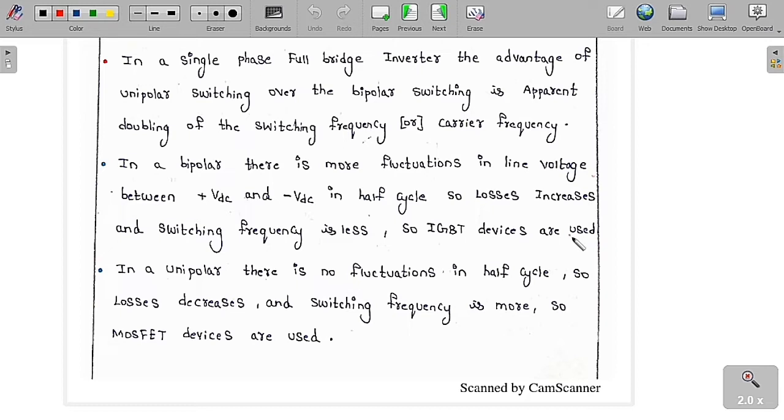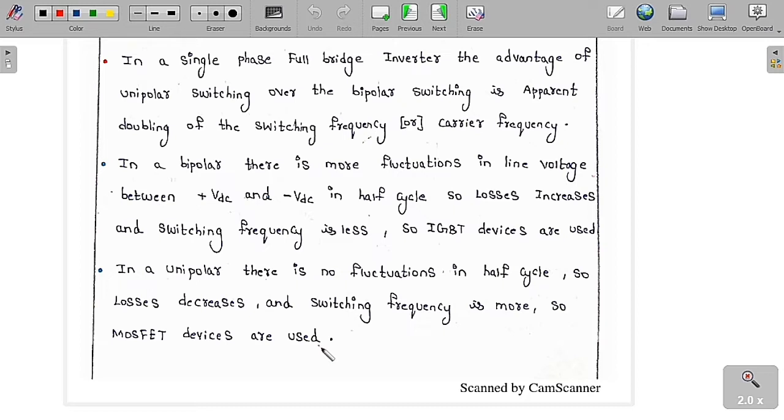In a bipolar, there is more fluctuation in line voltage between plus VDC and minus VDC in half cycle. So losses increase and switching frequency is less, so IGBT devices are used. In a unipolar, there are no fluctuations in half cycle. So losses decrease and switching frequency is more, so MOSFET devices are used. In a unipolar, in a half cycle, the output is always positive, so the carrier frequency is very high compared to bipolar.